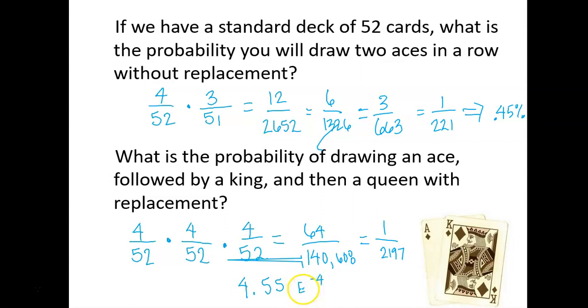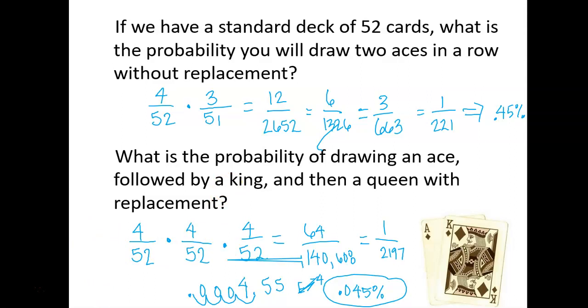Okay, that means it's in scientific notation. That to the -4th means that this decimal goes 4 places this way, which means it's actually 0.000455, and that's the decimal. So to change that to the percentage, I would move this decimal back 2 places to be 0.045%. So you have less than 1% chance of getting an ace and then a king and then a queen.